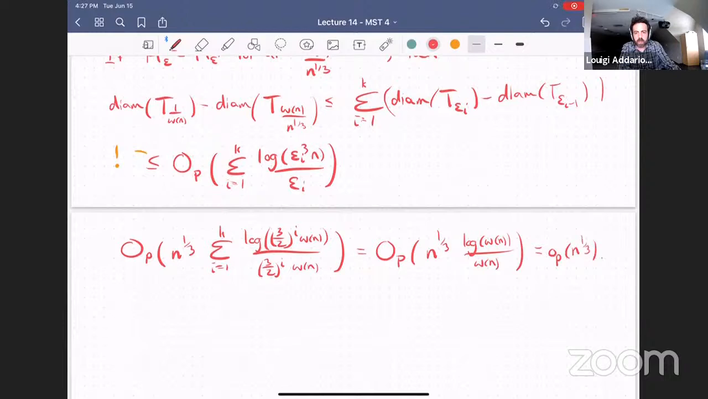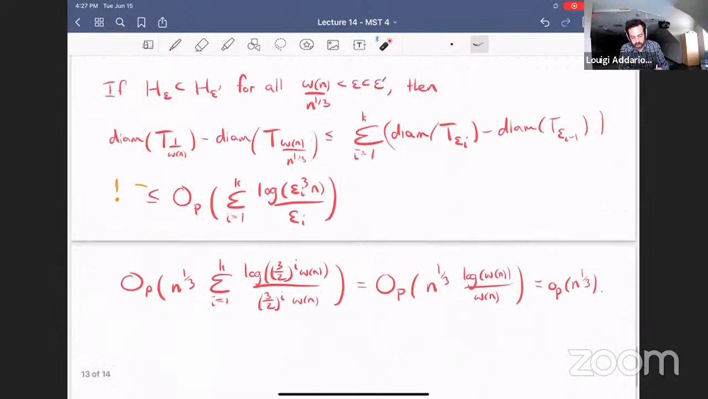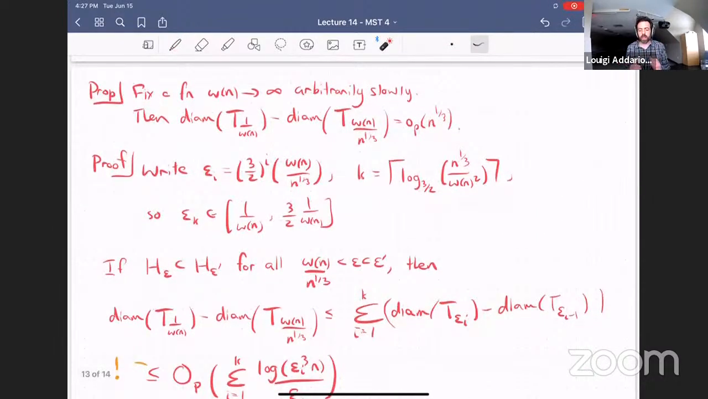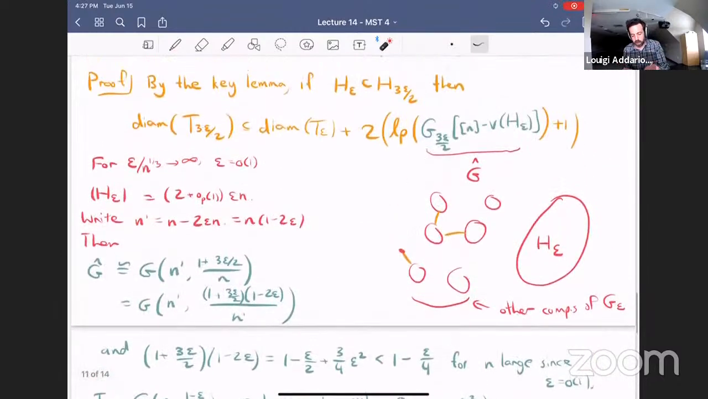Really all that we're doing is stepping through the critical window in multiplicative steps of order 3/2. And this 3/2 was just chosen less than 2 so that when you aggregate what was outside with these extra edges, you're still left with something that looks subcritical enough that the diameter keeps going down. So that's really the whole idea of the proof.